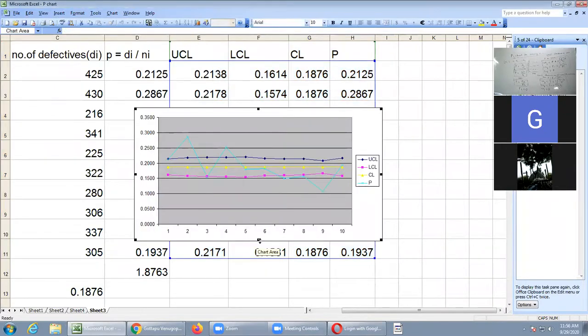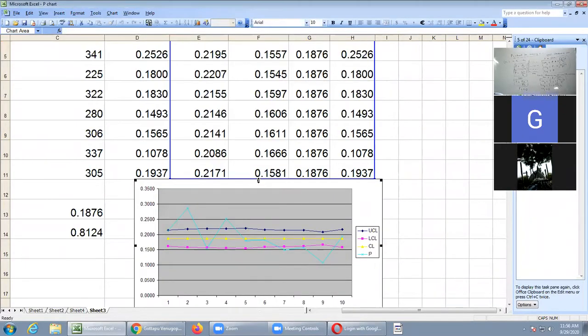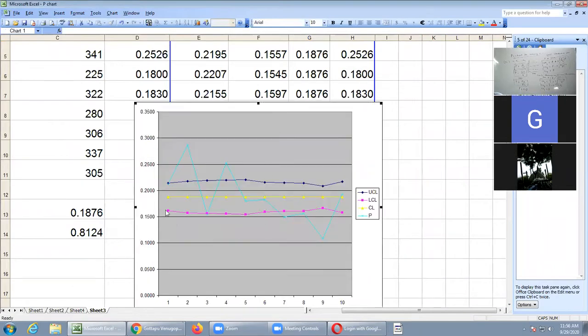Now if you extend this diagram, you can see UCL values and LCL values, different LCL values. Now see, UCL values, you got different values, so that indicates blue line. Yellow color is nothing but CL. CL is a fixed value, so you are getting the same value, 0.1876. UCL, LCL, CL. Like this you have to try, and you have to identify the fraction defectives.